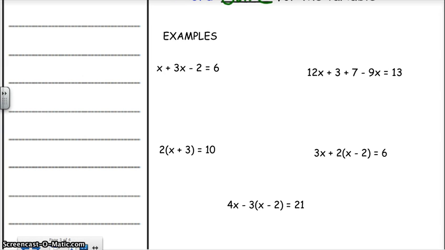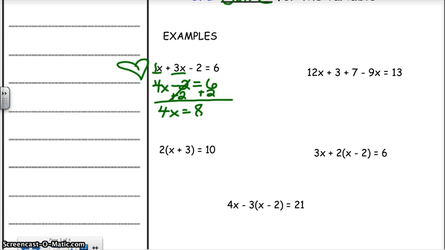Working through some of these examples. I don't need to distribute, but I can combine like terms. This is 1x. 1x plus 3x is 4x's. Minus 2 equals 6. I'm going to add 2 in order to solve. And I get 4x, these cancel out, is equal to 8. That means 4 times x. To undo, the inverse of times is divide, x is 2.